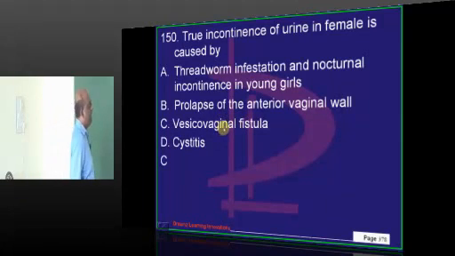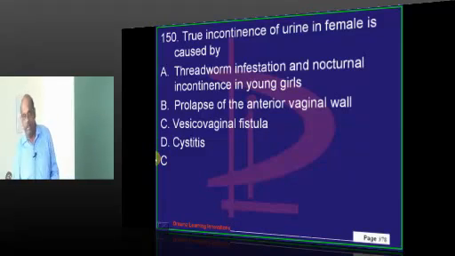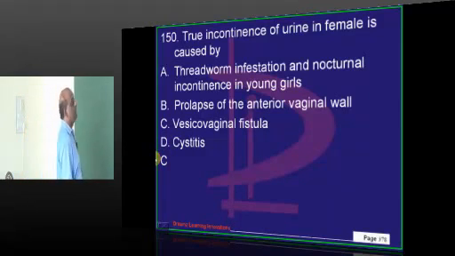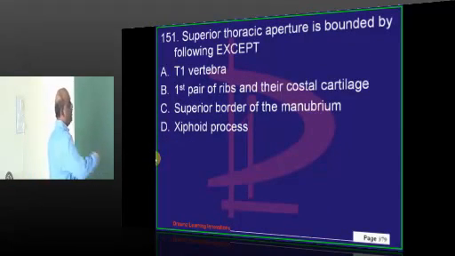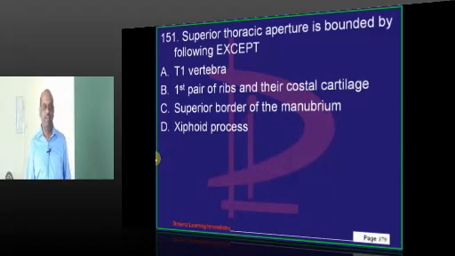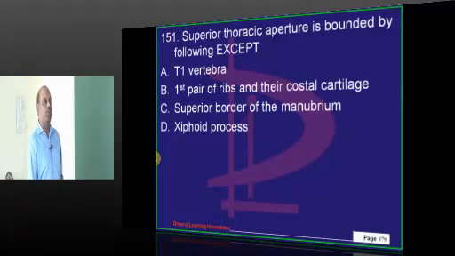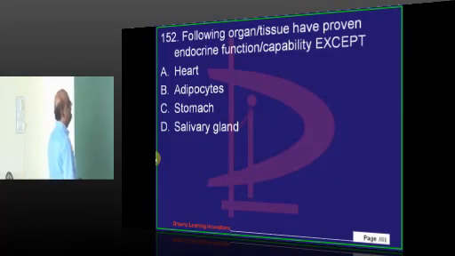Come out with your confident answer, doctor. Vesicovaginal fistula. My idea is to tell you that you prepared very well. Just confidently shoot your answers without second thought. Superior thoracic aperture doesn't have the xiphoid process as a boundary. I think it is the cheapest, easiest question in any exam.